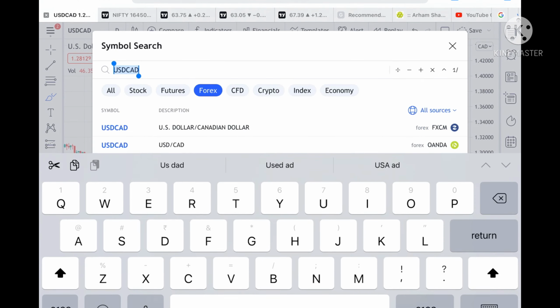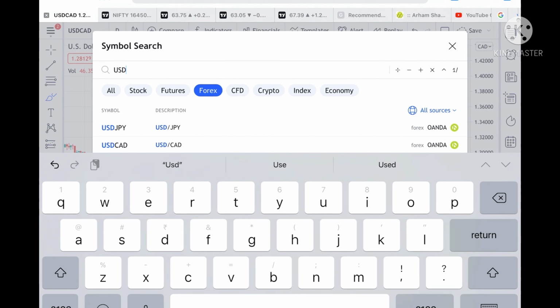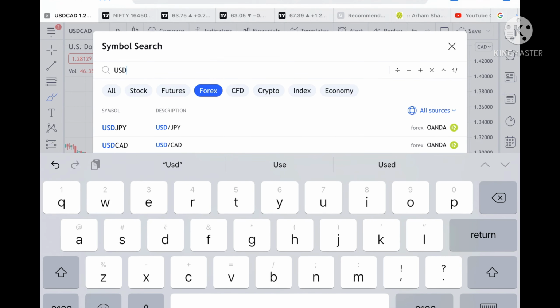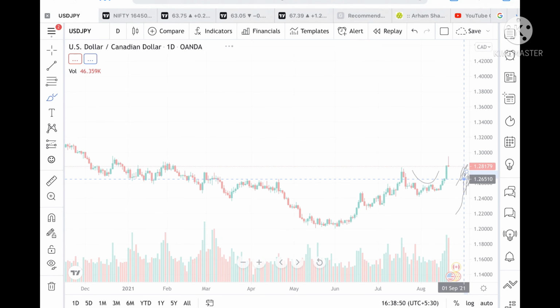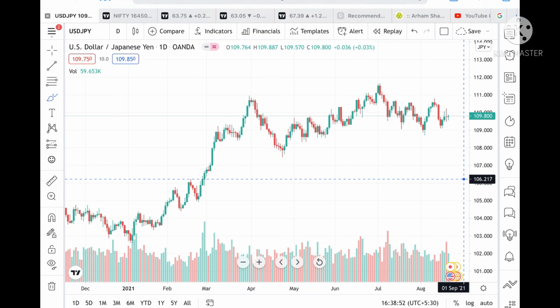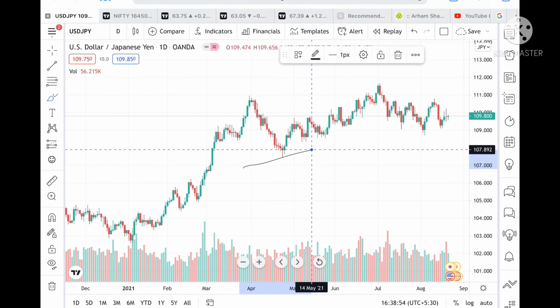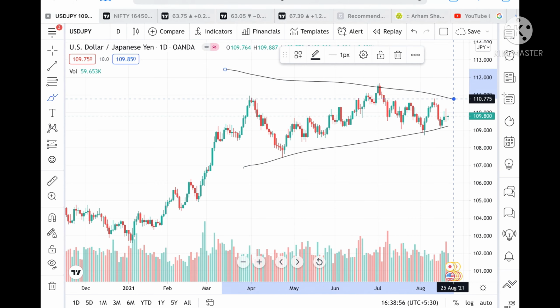If we talk about USD JPY, you can see that USD JPY is in a particular range.